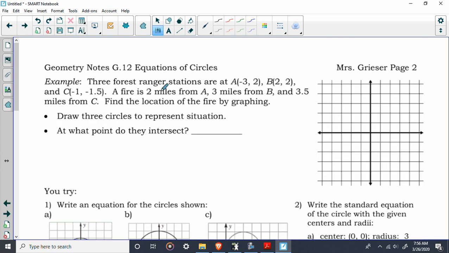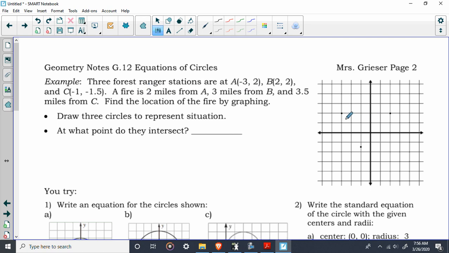So it says 3 forest ranger stations are A, -3, 2. So 1, 2, 3, 2, right there. B, is it 2, 2 here? And C, is it -1, -1.5? So be careful, that's 1.5 there. Okay? So a fire is 2 miles away from A.